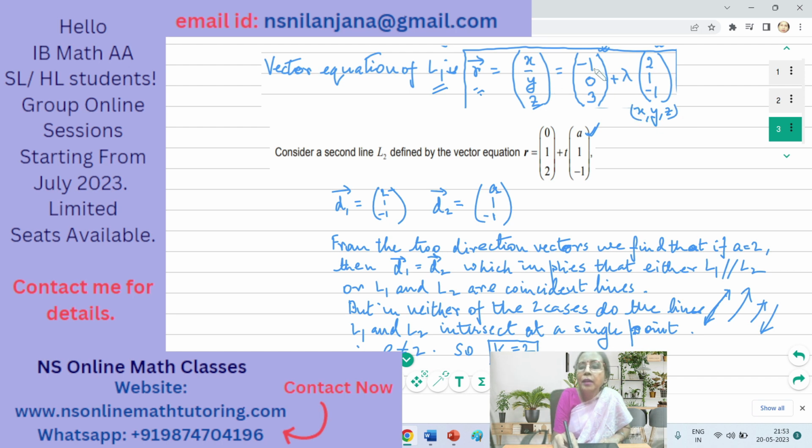And x will be equal to what? -1 plus 2 lambda. Y will be equal to what? 0 plus lambda, that is lambda. And z will be equal to what? 3 minus lambda.